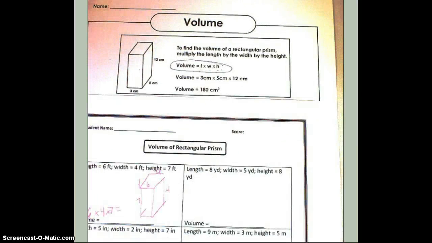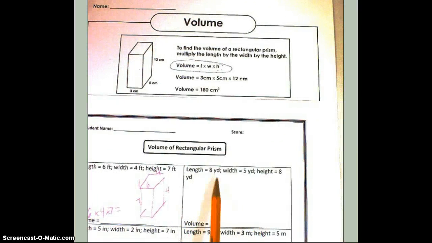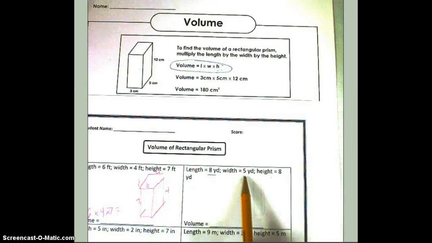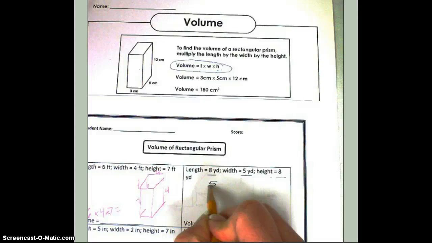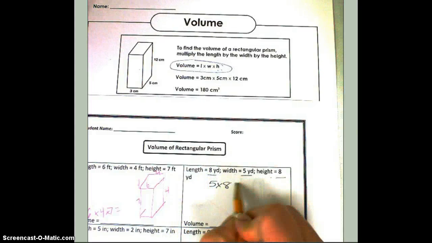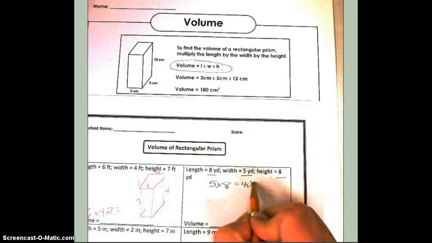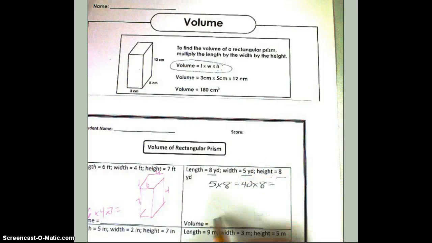Knowing that, now if we look at our sheet here, we can see 8 is the length, and our width is 5, and our height is 8, so we need to multiply these. So we've got 5 times 8, which is 40, and then times another 8. 8 times 4 is 32, so we add a 0, 320, and then we were measuring in yards. And since we had 1, 2, 3 things that we multiplied, it needs to be yards cubed.